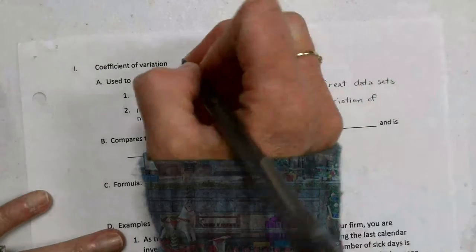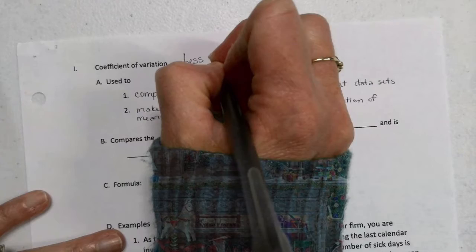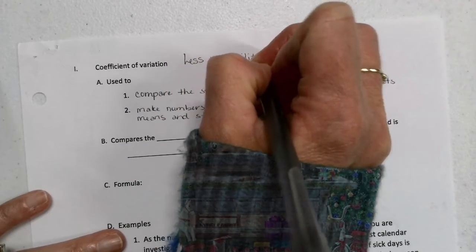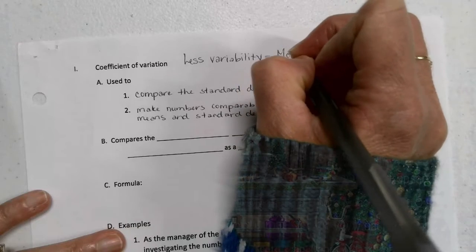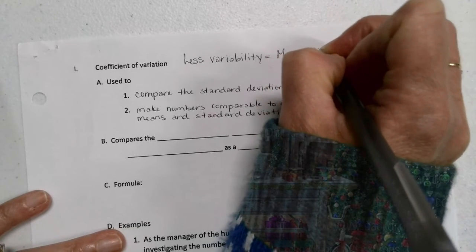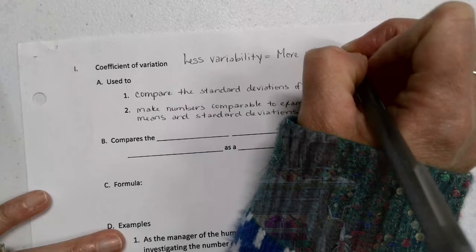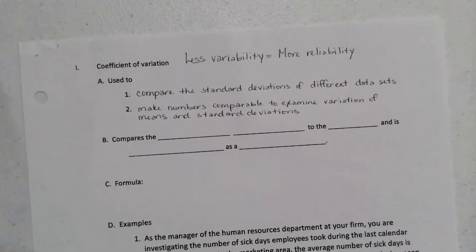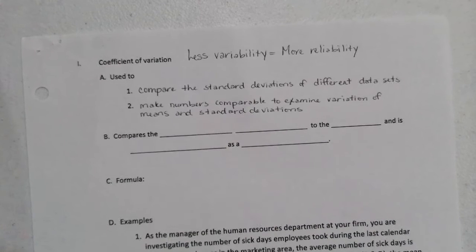Let me write that down. Less variability equals more reliability. We like things to be nice and tight, so we want less variability. That gives us more reliability.